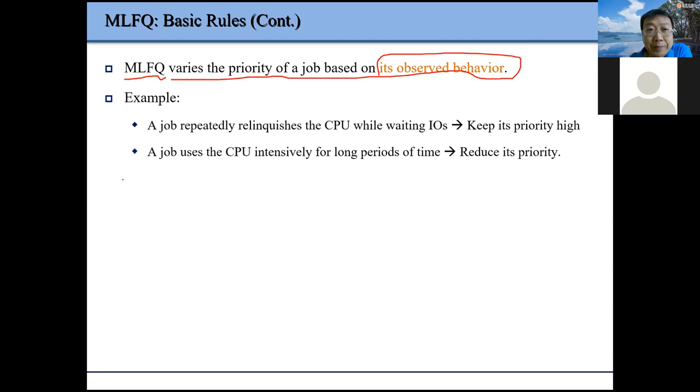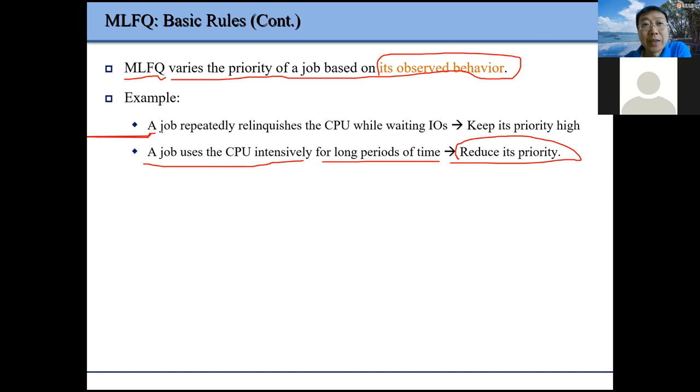Generally speaking, we have two kinds of situations we need to handle. The first one is that we give a time slice to a job, this job uses up all the time for a particular time slice, and it still cannot finish. Then we should say, this is a longer job, so reduce its priority and put this job onto the lower level queue.